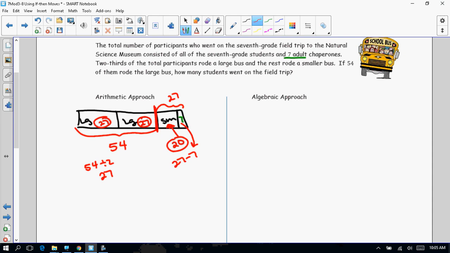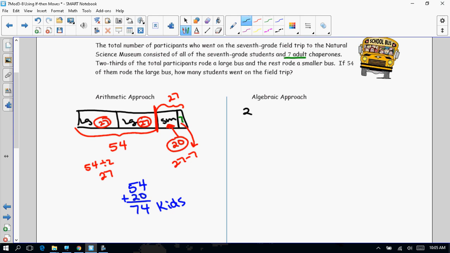So how many kids do we have all together on the whole trip? We have the 54 on the big bus, plus the 20 kids on the small bus, for a grand total of 74 kids. There it is, using arithmetic. But I put my big kid pants on and I teach algebra. So here we go. I could also look at it using algebra.